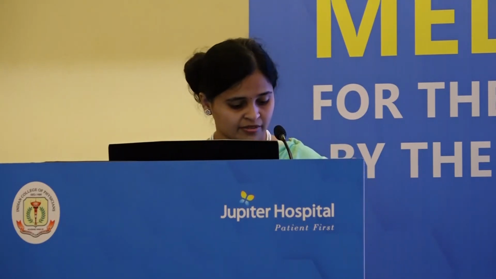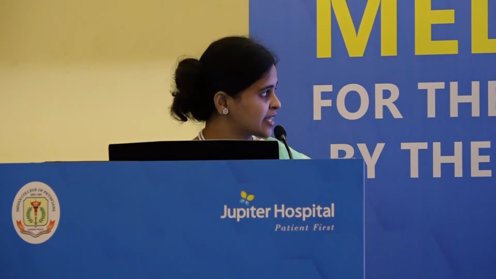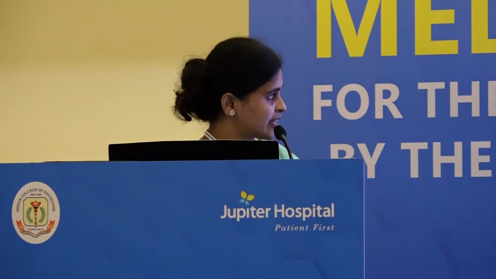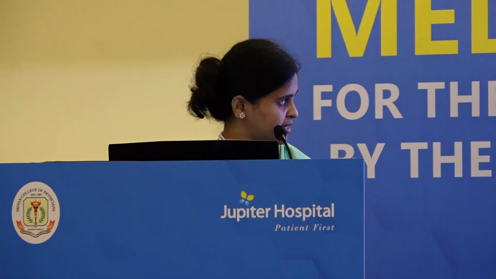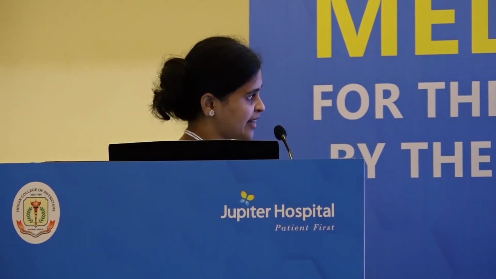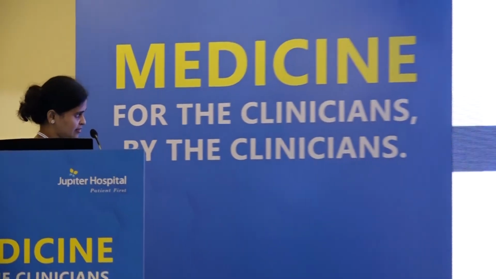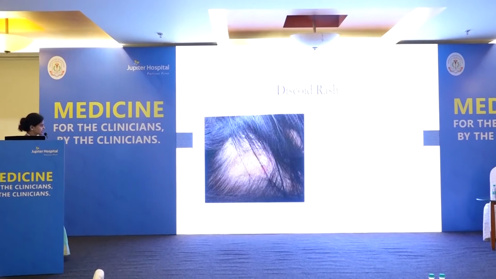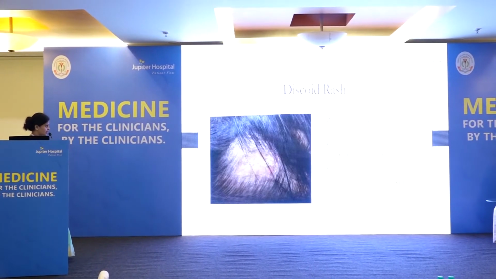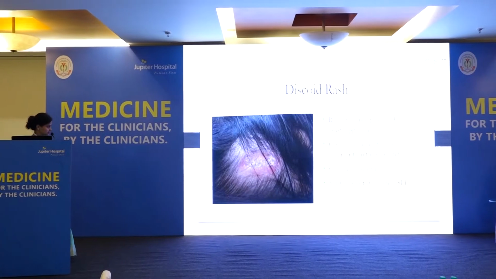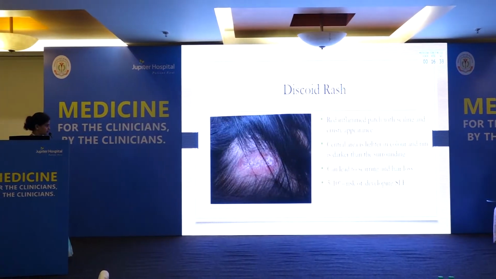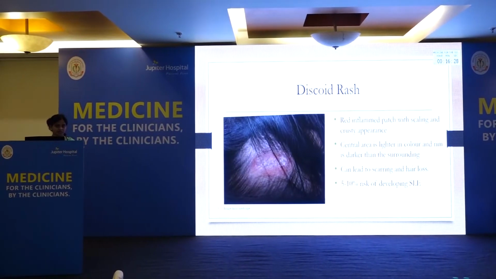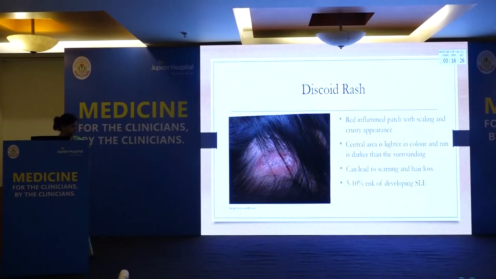Then what is the second one? This is the second rash. This is called a discoid rash. If we see, this is a red inflamed patch with a scaling and crusty appearance. The central area is much lighter in color, and there is a reddish rim which is darker than the surrounding normal tissue. If chronicity increases, this can lead to scarring and hair loss as well. This can be seen on the scalp, trunk, limbs or face. So, discoid rash is categorized as the second diagnostic criterion for the diagnosis of systemic lupus erythematosus.